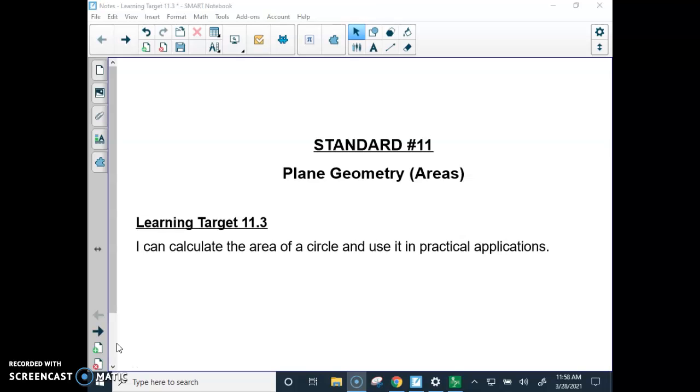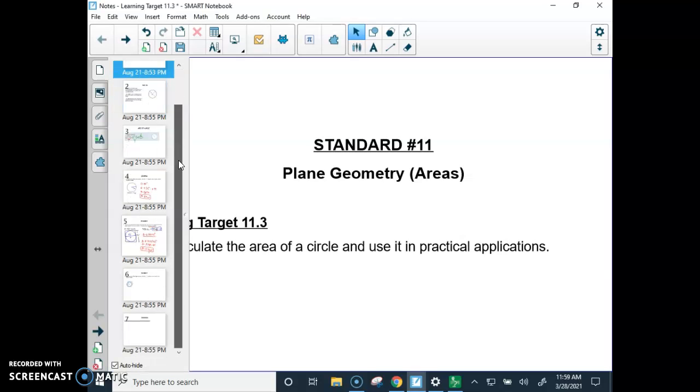Okay, we're going to go ahead and continue with Learning Target 11.3, where you can calculate the area of a circle and use it in practical applications. In the previous video, we went through a couple of formulas for finding the area of a circle, given either the radius or the diameter, and then we went through a couple of examples. Now I want to look at a third example and then give you some practice exercises so you can practice using these formulas in a practical setting.